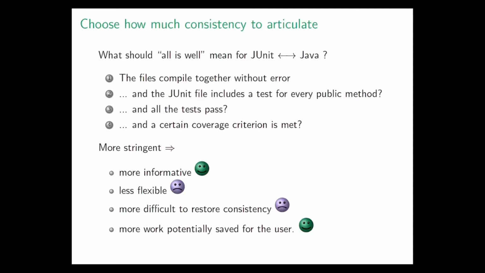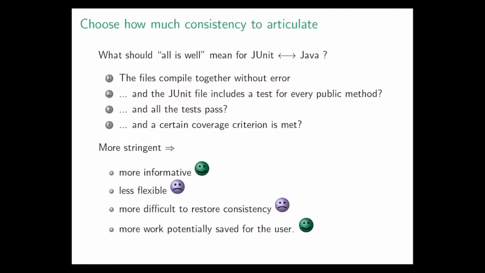A more stringent notion of consistency is more informative, of course. It tells us more if we are able to check that several artifacts are consistent, and potentially, if the consistency checking or restoration is automated, there is the potential to save more work for the user. So those are good things. Against it, it will of course be more difficult to restore consistency against a more stringent notion of consistency, and slightly more subtly, it will give the developers less flexibility.